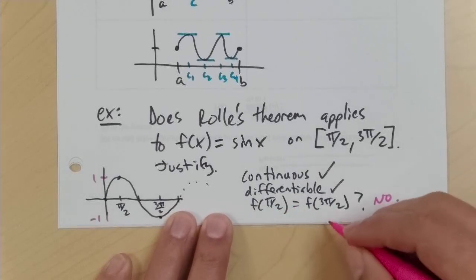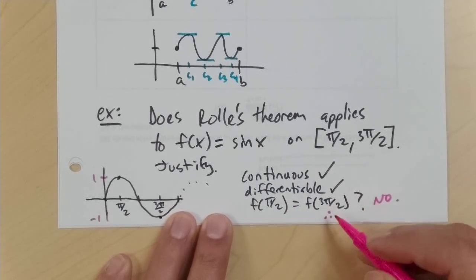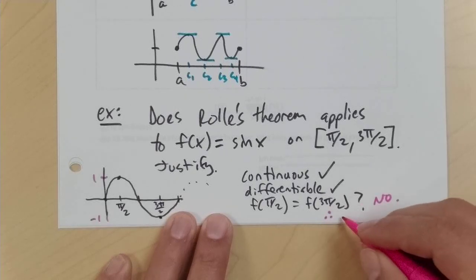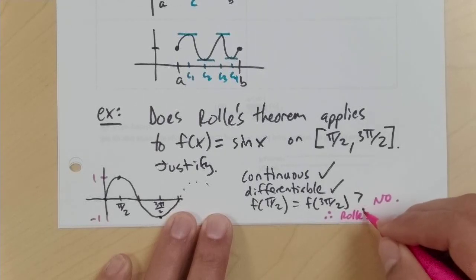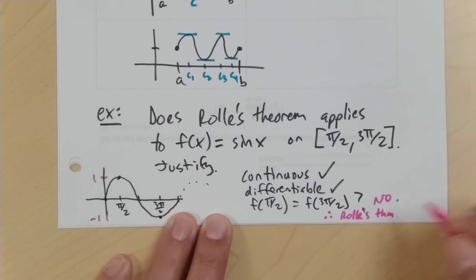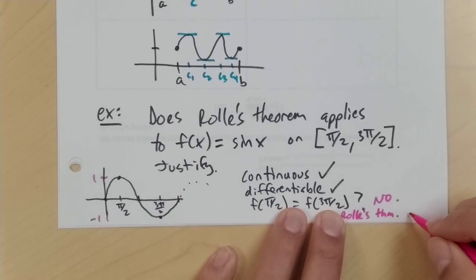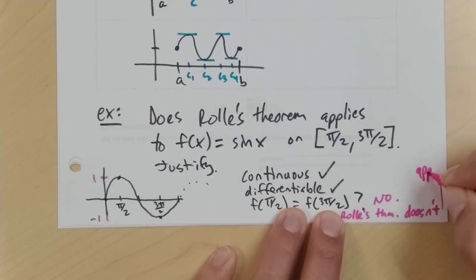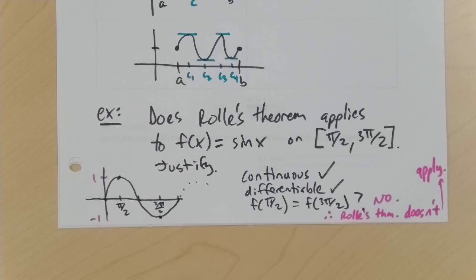Therefore, this is the symbol for therefore, Rolle's theorem does not apply. Okay? One more problem.